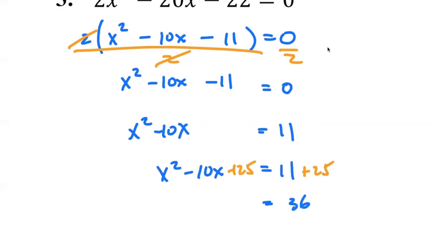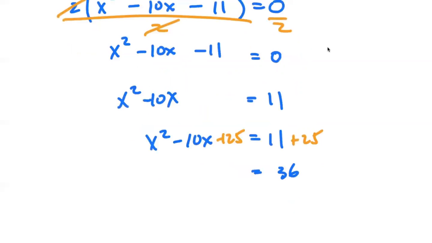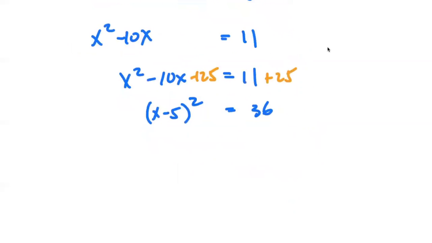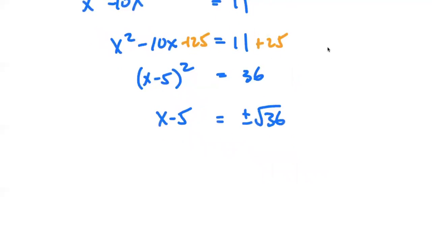So you've got 36 on the right, which is a nice number. And on the left, we have (x minus 5) squared. Then we take the plus or minus square root of 36. And this is the part where I would say, don't be lazy. You know what the square root of 36 is. The square root of 36 is 6.